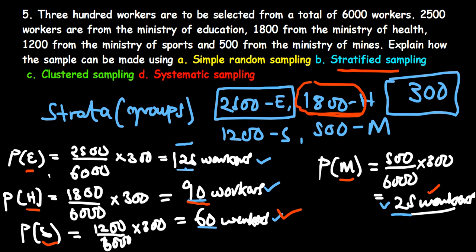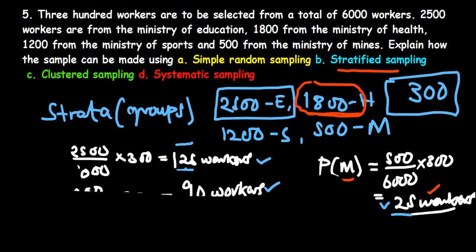And then the disadvantage is that it may require you to know the group size of each ministry there. Now imagine if you have 100 groups to consider. It will be very bad to use stratified sampling. So that can be a disadvantage. Now let's look at the clustered method.